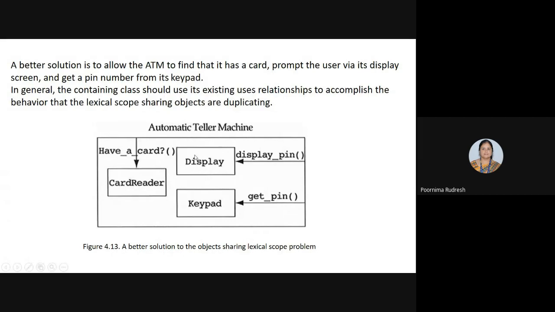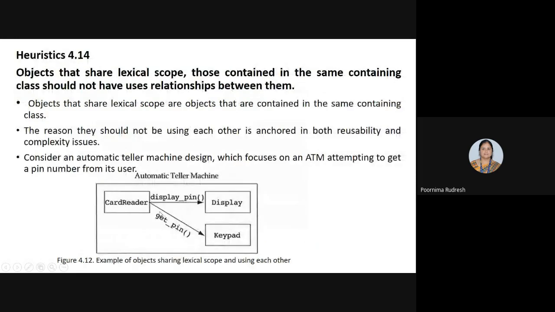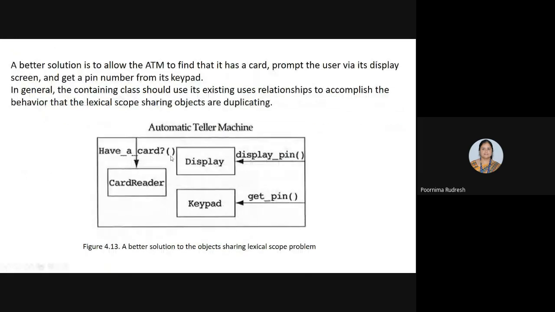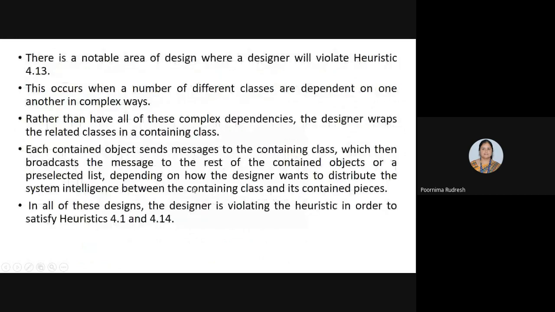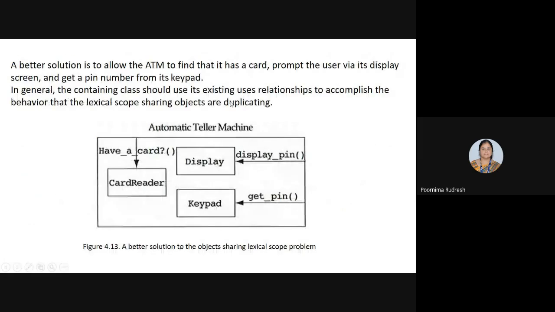So these three objects are treated separately, but here these three objects are interlinked together, then the reusability arises. In order to make the card reader reusable, what the ATM will do is treat these three objects as separate ones, and these three objects are sharing the lexical scope.